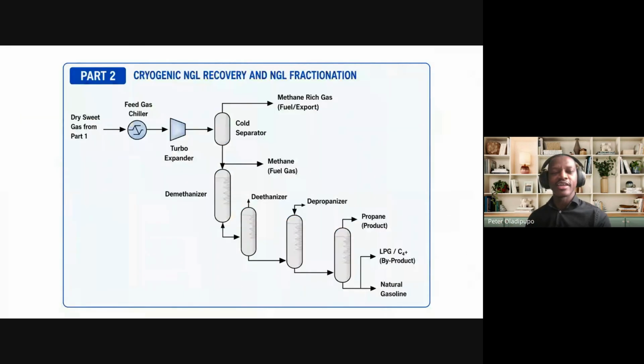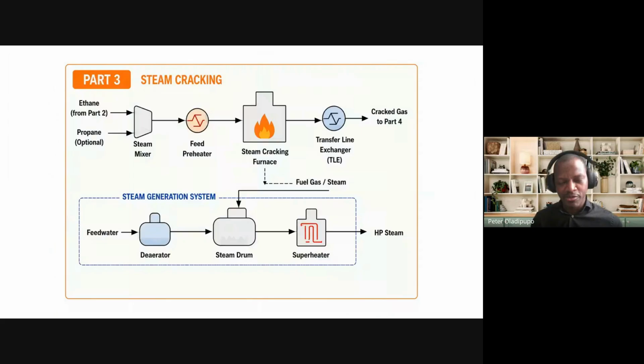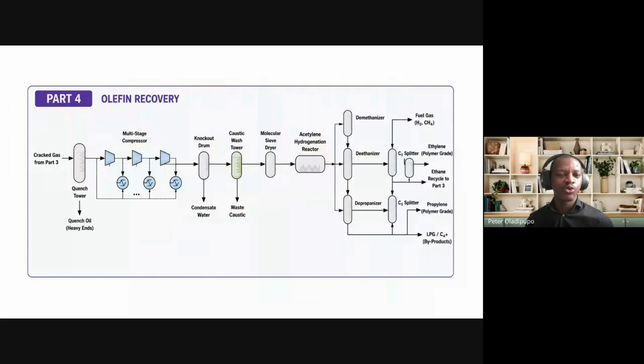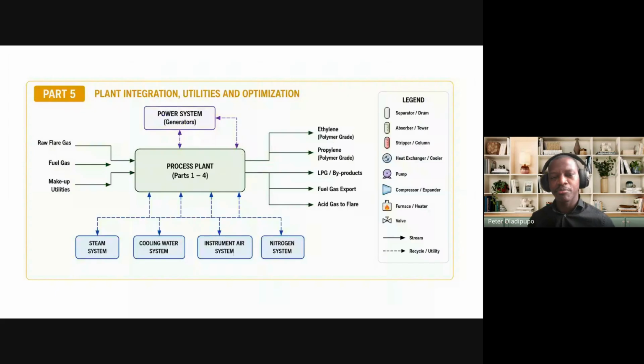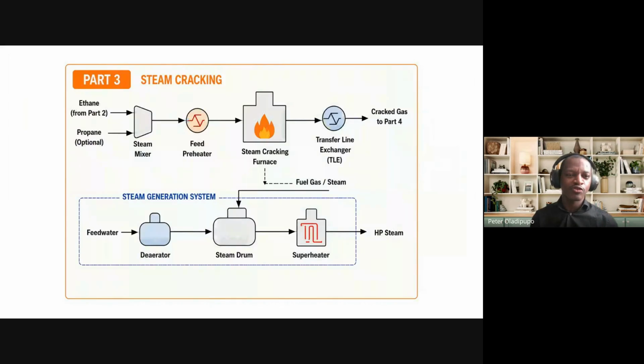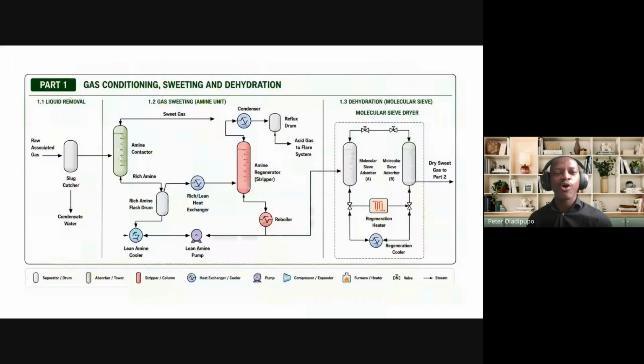And then there will be cryogenic separation in part 2. We'll define what that means later on. There will be steam cracking in part 3, olefin recovery in part 4, and then plant integration, utility, and optimization in the final part. But of course, for today, our focus is on the conditioning of the gas. That is what I define as essentially preparing the gas to be suitable, because gas needs to be in a certain condition to be processed in downstream equipment.